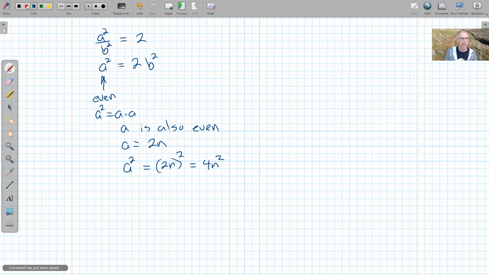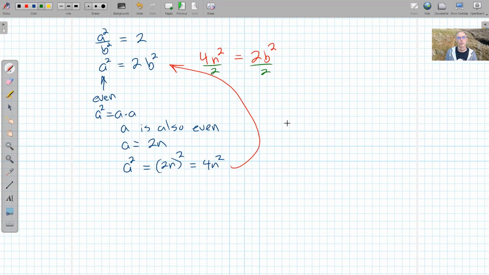So taking that back up here, a squared is really 4 times n squared. I got a 2b squared on the other side. I can clean this up a little bit by dividing both sides by 2. If I do that, I get 2n squared equals b squared. Well, what does this tell me about b squared? If b squared is a multiple of 2, what can you tell me about b squared?